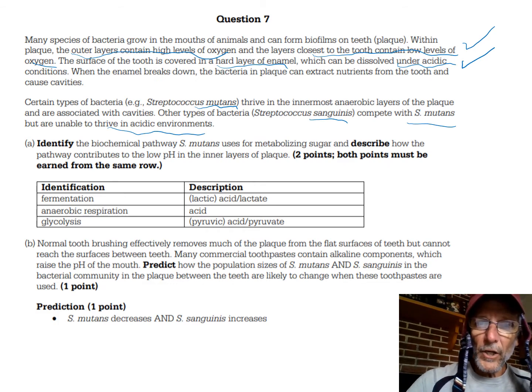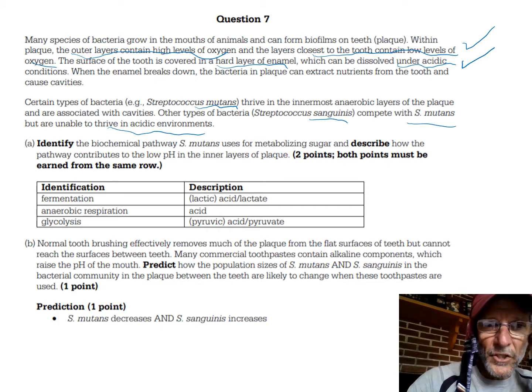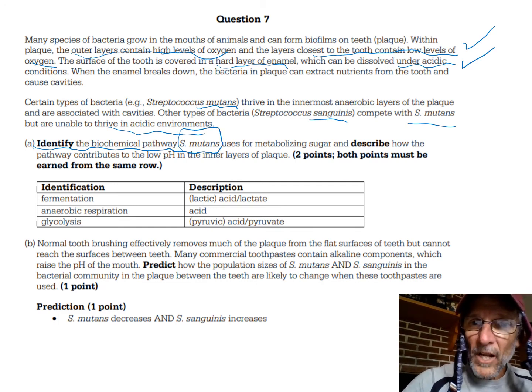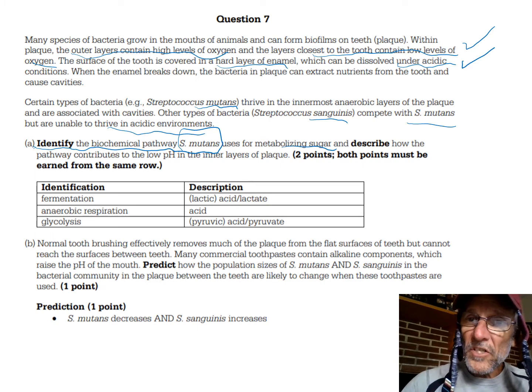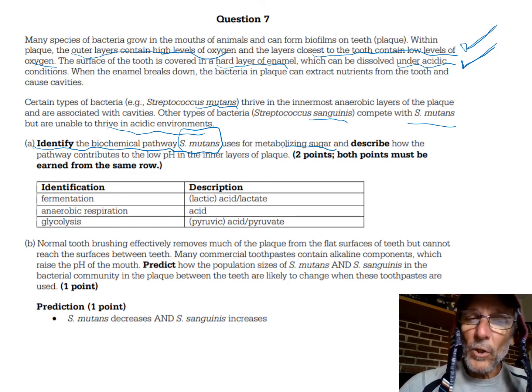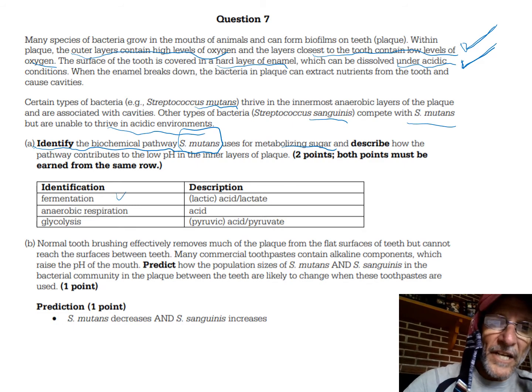Okay, so here's again our breakdown of our question. Identify the pathway that this one uses for metabolizing sugar. Where does it live? In a place where it's acidic, right? And where does it live also? In a place where there's low levels of oxygen. They want you to connect low levels of oxygen and acidity with fermentation, anaerobic stuff, right?